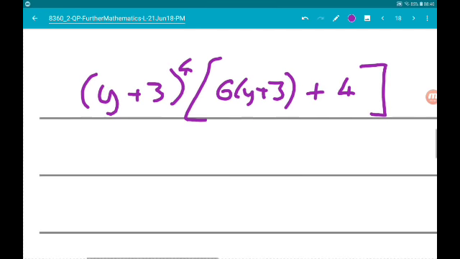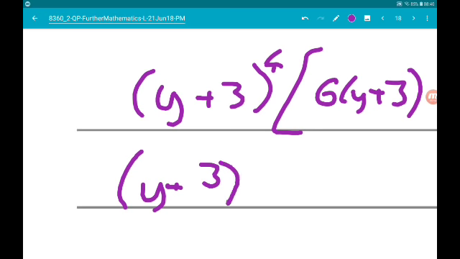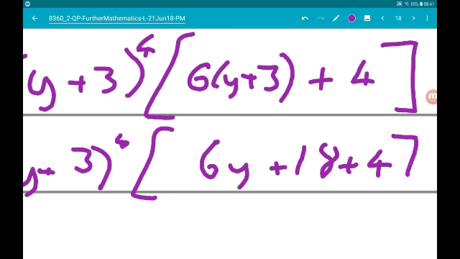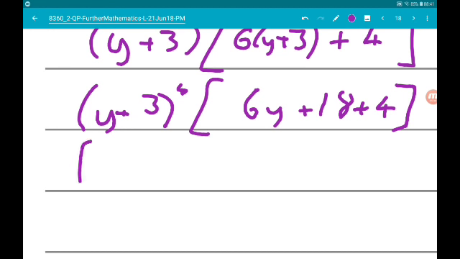So it's factorised. Now then, we can sort out the stuff inside of the square brackets. So if we expand 6 times y add 3, we get 6y add 18 add 4. So then we got y add 3 to the power of 4 times 6y add 22.